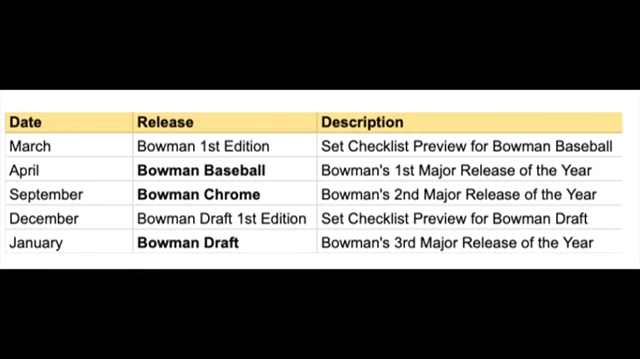First edition drops in March, and after first edition, obviously, is Bowman Baseball in April. Then we have Bowman Chrome, which does not have a first edition release. The next major product is Bowman Draft First Edition, and the last major release of the year is Bowman Draft. So if you look at this graphic, you can see the 3 major releases: Bowman Baseball, Bowman Chrome, and Bowman Draft. Draft has a first edition, and Bowman Baseball has a first edition.